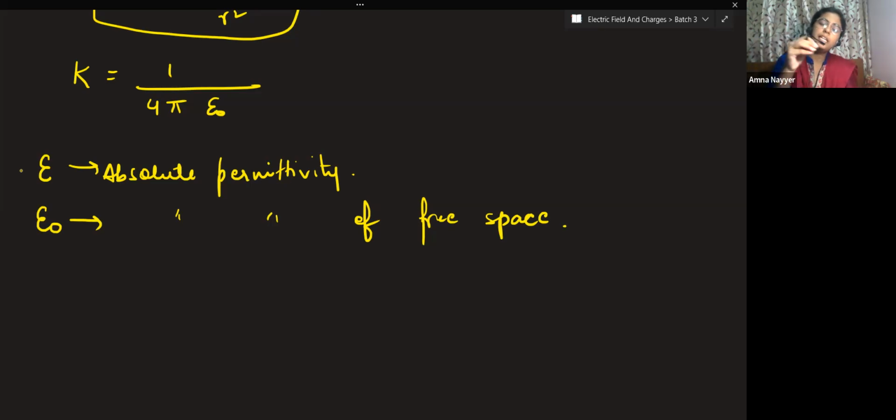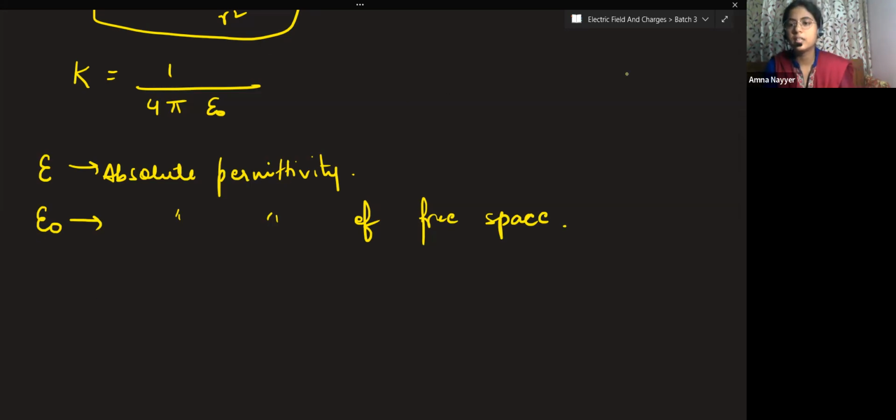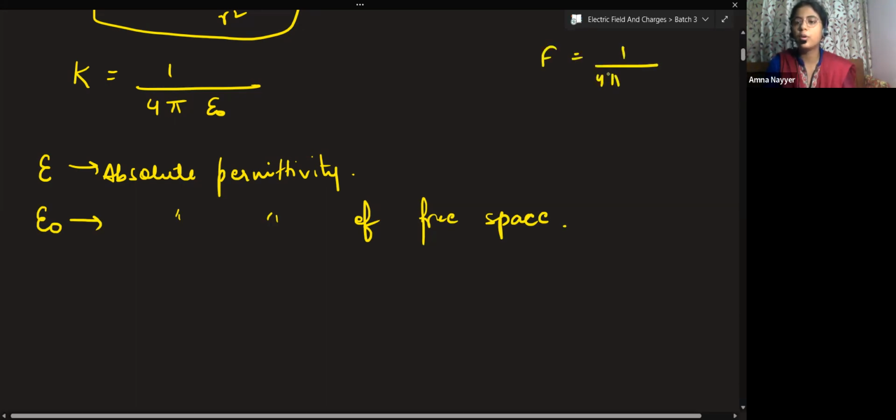If you have the medium as air, or free space meaning vacuum, then you have epsilon naught. Epsilon is different for different mediums. 1 over 4 pi epsilon naught Q1 Q2 by r square is Coulomb's law. If I change epsilon, then obviously F will also change. That's why we say the dependency on the medium is governed by this epsilon.